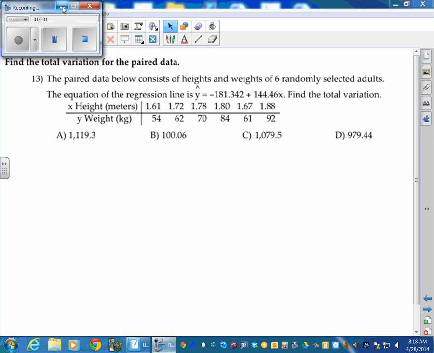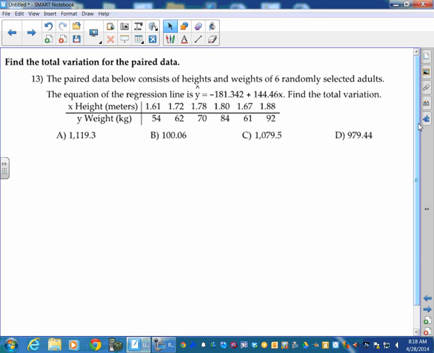Live from B201 is the statistical show, part 2 of Form A. So the last question we did was number 13. Find the total variation. Do you remember how we did that?